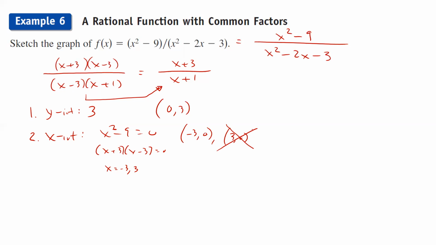So maybe it's easier actually to use the factored form for our x-intercept. There, the only x-intercept is x equals -3, and we'll see that when we do the graph. So right over here, use the simplified form.